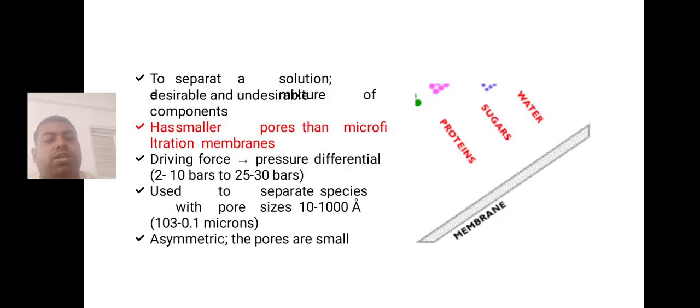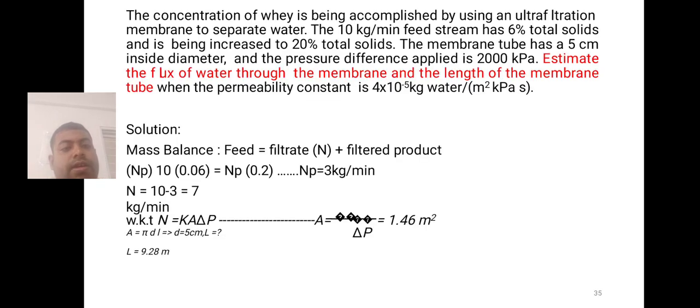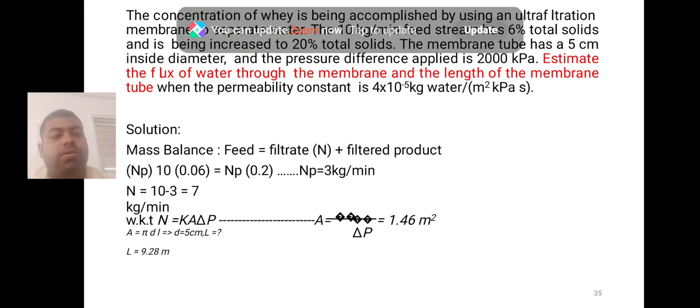To separate a solution, a desirable and undesirable mixture of components has to be present. It has smaller pore size than microfiltration membranes. The driving force and the pressure difference are all given. The flux rate through an ultrafiltration membrane can be obtained as N is equal to K A delta P, where delta P is the pressure difference across the membrane, K is the membrane permeability constant, and A is the membrane surface area. And here is a problem regarding this previous sum.